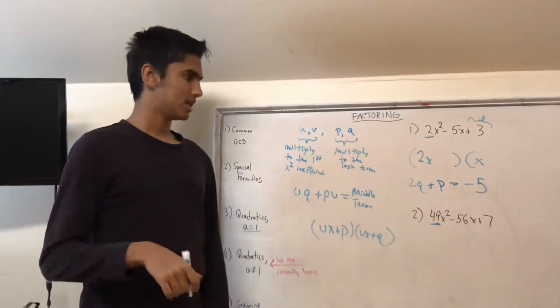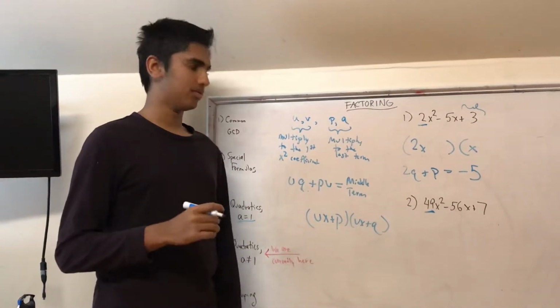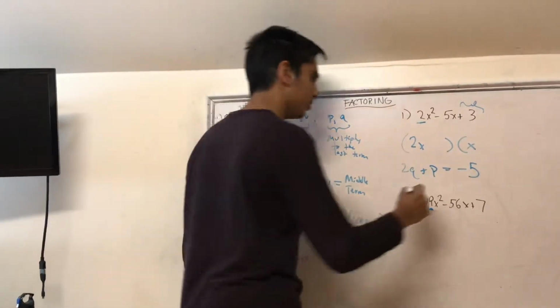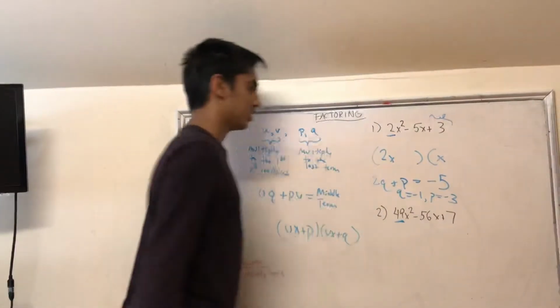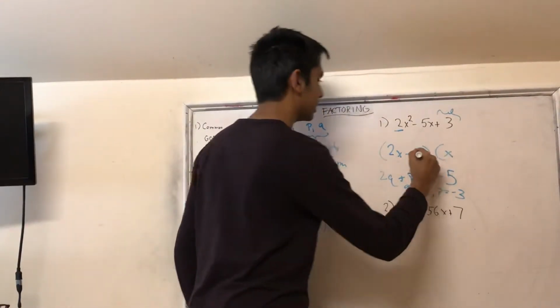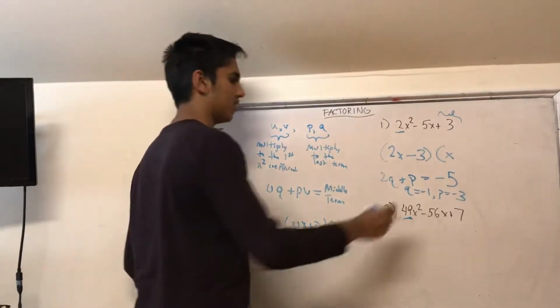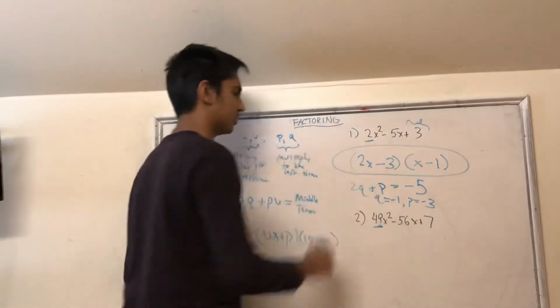After testing out our four cases, which are 1, 3; 3, 1; negative 1, negative 3; negative 3, negative 1, we get that q must equal negative 1 and p must equal negative 3. So what does that mean? Well, it's ux plus p, so this becomes 2x minus 3, and vx plus q, so x minus 1. And this is our factorization.